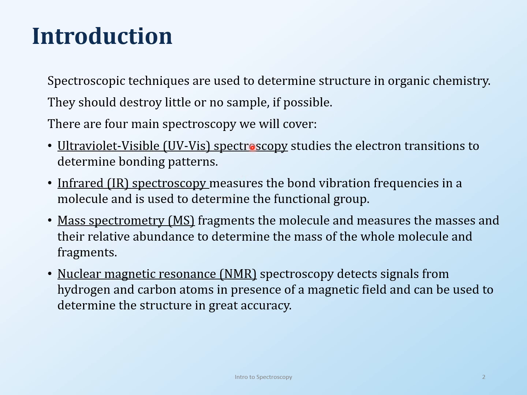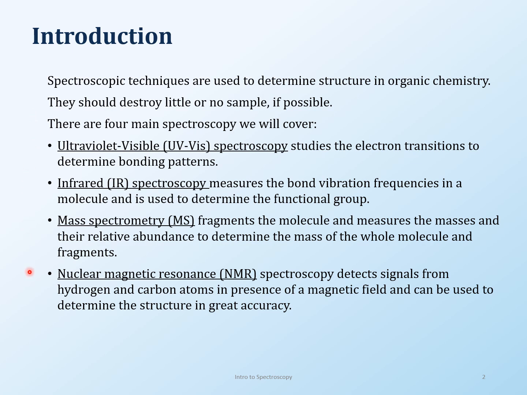Spectroscopic techniques are generally used for organic chemistry, and what we do there is try to determine the structure. Sometimes we also study some properties of molecules, but mostly it is for determining the structure of any organic compound, whether you have made it or isolated it from nature. The goal is that you should not destroy a lot of the sample, because sometimes you're working with very small amounts, but sometimes you can't help it. The sample does get destroyed in the process.